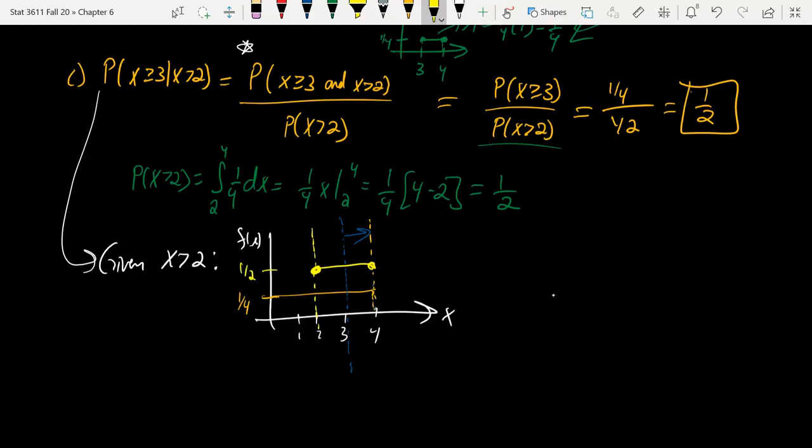So now what's the probability that x is greater than or equal to 3? Well, now it's just this area, which is exactly half of the other area, right? Exactly half of the other area. So you could update this and say that the probability that x is greater than or equal to 3 given x is greater than 2 would be equal to just the integral from 3 to 4 of 1/2 dx.